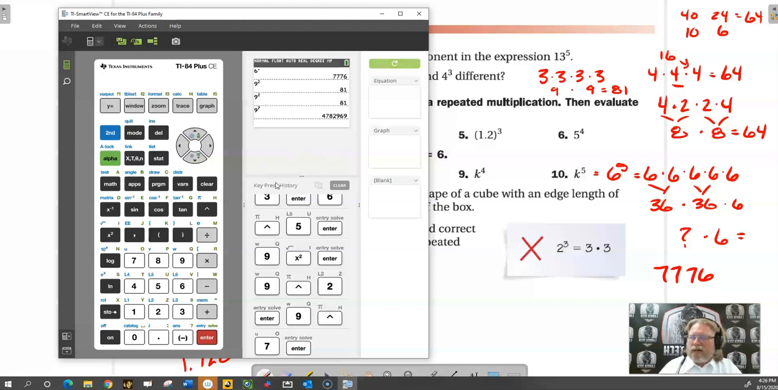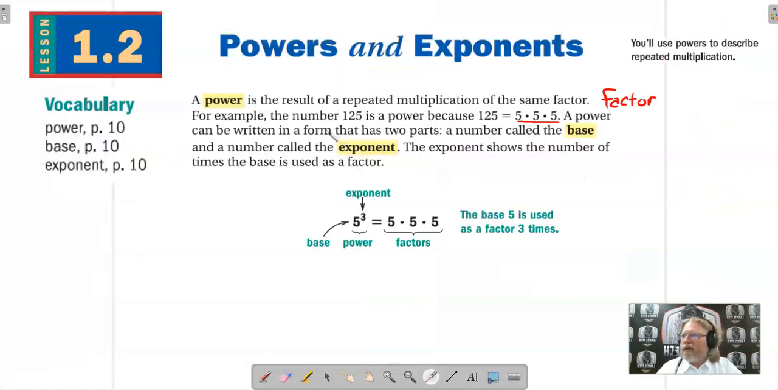All right. So that completes all of my instruction for Chapter 1, Lesson 2, titled Powers and Exponents. Remember, the base is the number that's being multiplied over and over. The exponent is how many times we're going to multiply it. And if you have a base and you have an exponent, then you have a power.